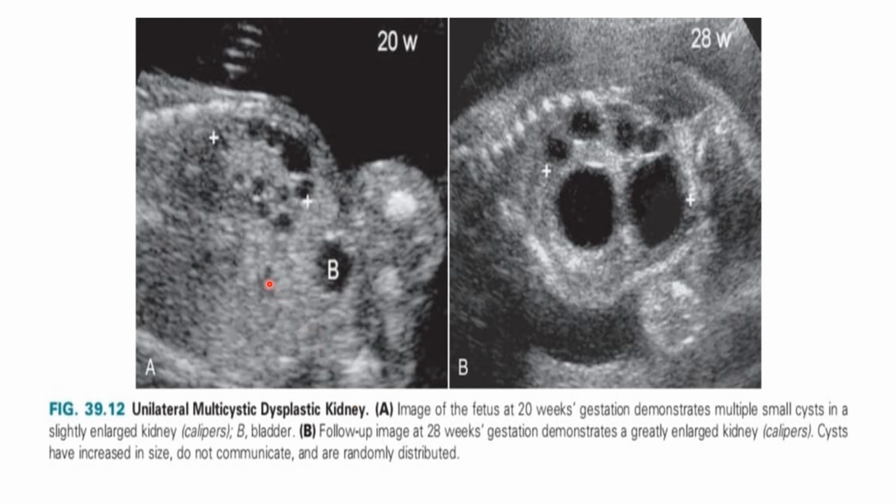This is a unilateral multicystic dysplastic kidney where we can see the kidney is increased in size with multiple macrocysts present in the cortex with increased echogenicity. This is the urinary bladder. This is the image at 28 weeks of gestation. You can see the cysts are increased in size with increased cortical echogenicity. They do not communicate with each other.